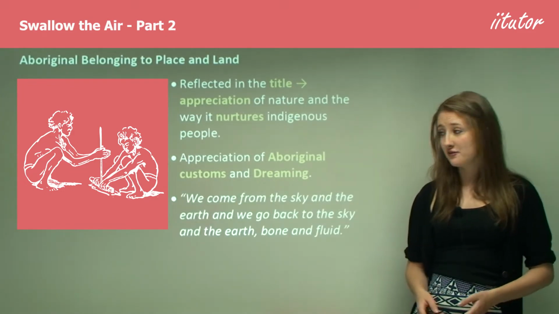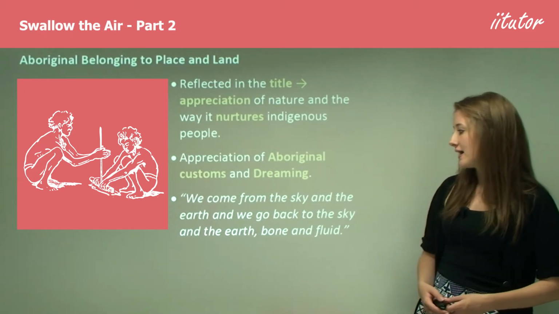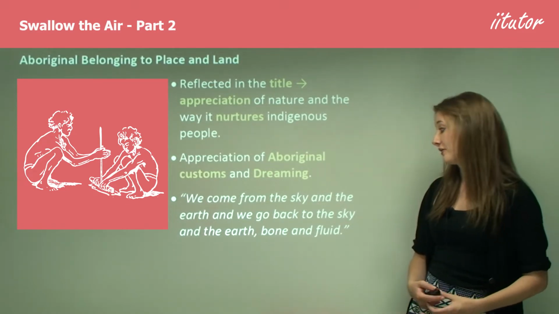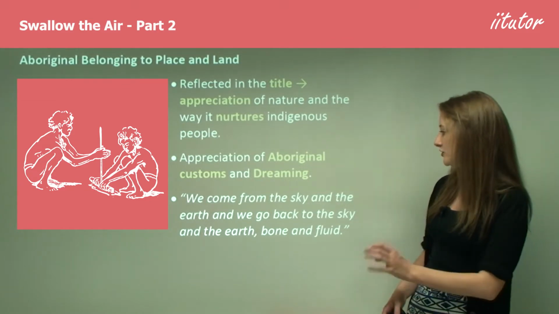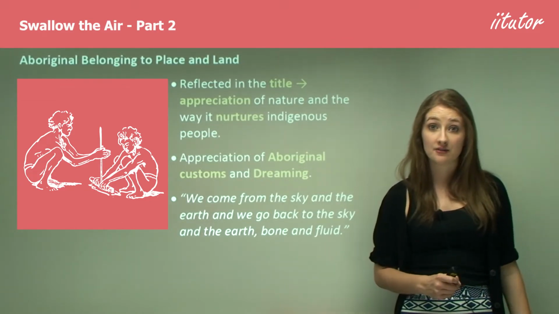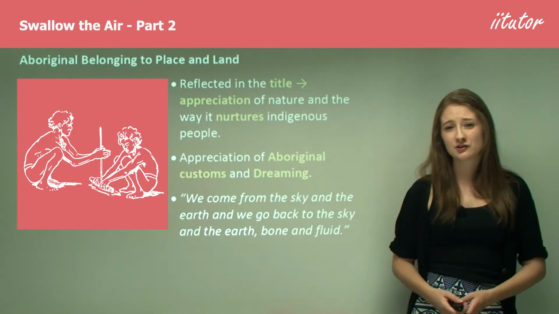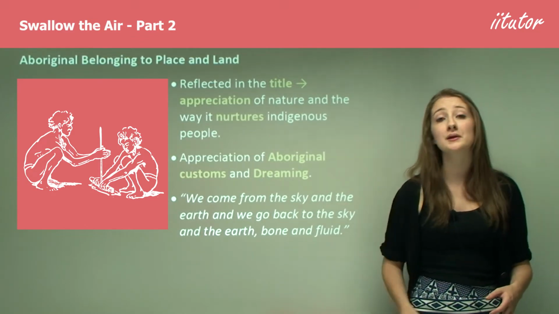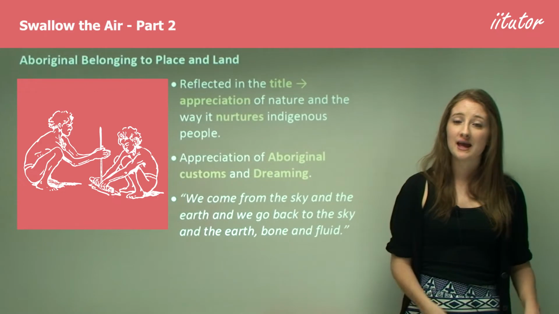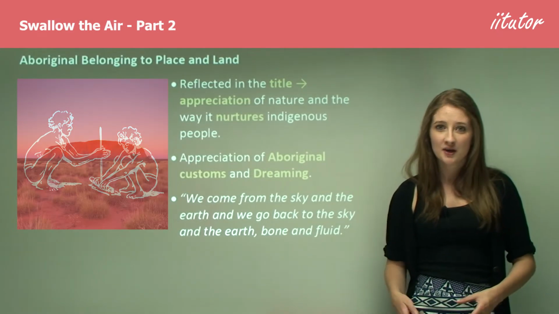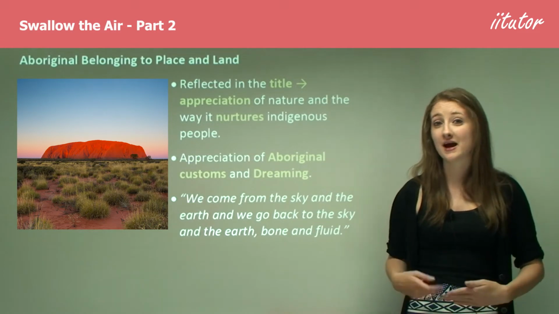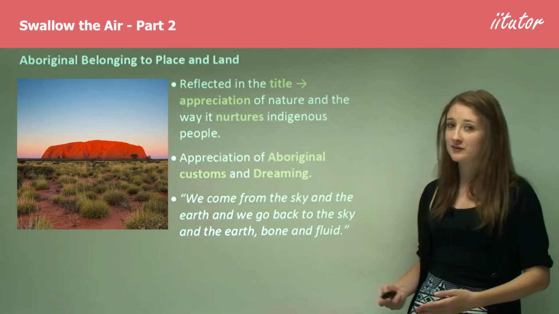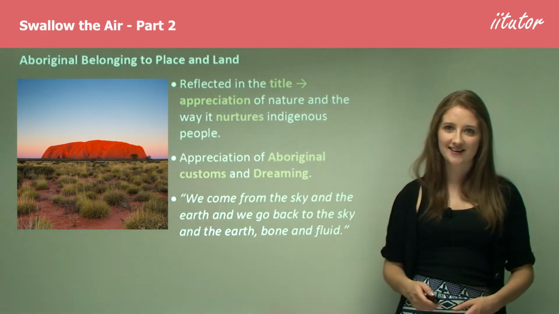If you take a look at this quote, "We come from the sky and the earth, and we go back to the sky and the earth, bone and fluid." So here you have that repetition of the sky and the earth. And that's really an indication of the fact that they had quite a cyclical belief about life and death. Humans came from the land and then went back to the land, so that they always belonged, no matter what state they were in, they were always finding that connection to the land. And that's a really good indication of that theme in this text.